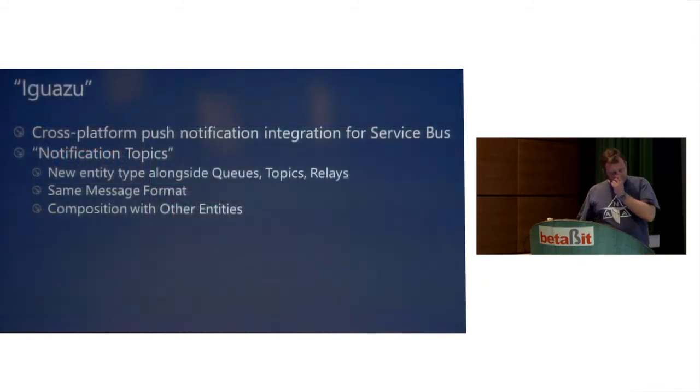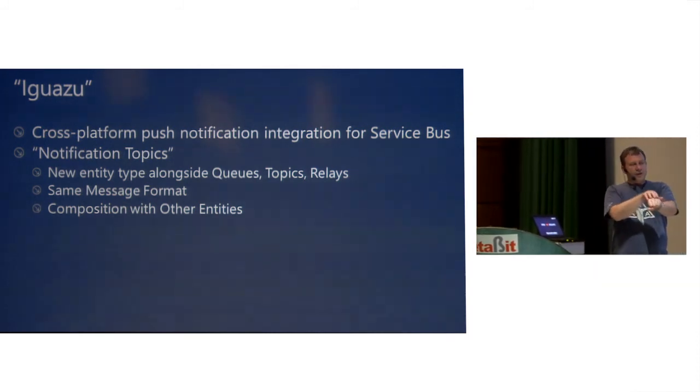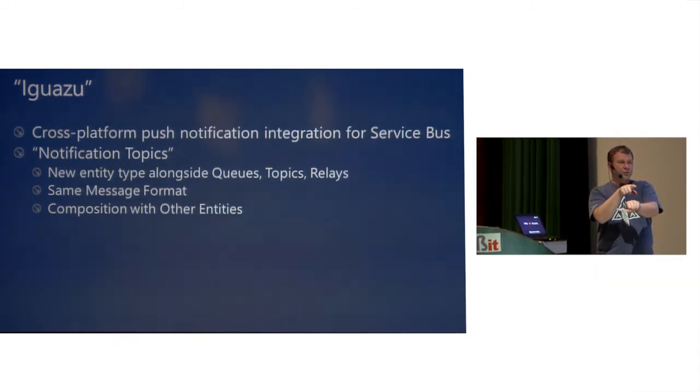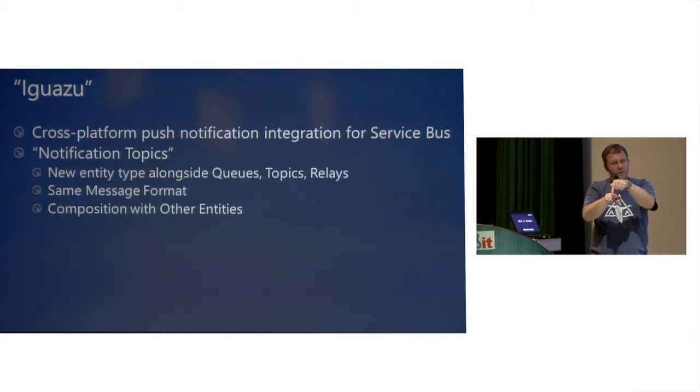So some features. WAZUG cross-platform push notification integration for Service Bus. Will be new entities, same message format, so you send the same kind of messages. We'll have a feature that we call forward to, which allows composition. So you can create a topic, and you have a subscription, and the subscription goes into an application proper. And you can have another subscription that's for notifications. And you can hook up that notification with forward to into a notification topic, which then pushes out.